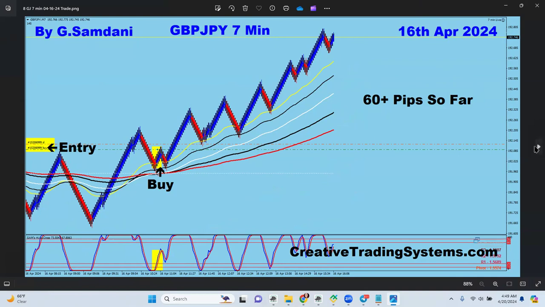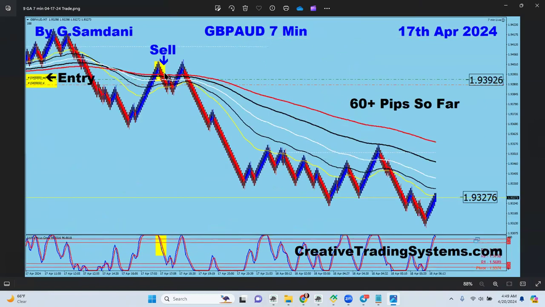Now the game starts for the next day, the 16th. Pound Aussie, the price goes up and then comes down and goes up and comes down, all the time it does. So it is a short setup here, and then 60 pip to the downside from the 7-minute chart. A lot of trades on the 7-minute chart this week.